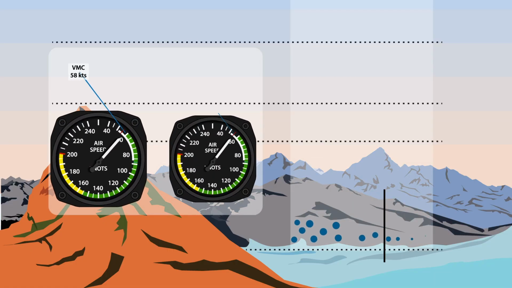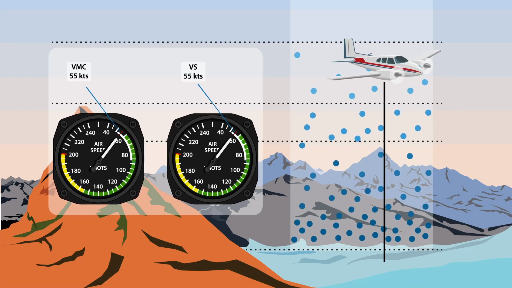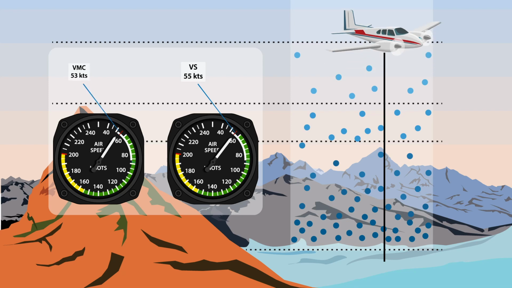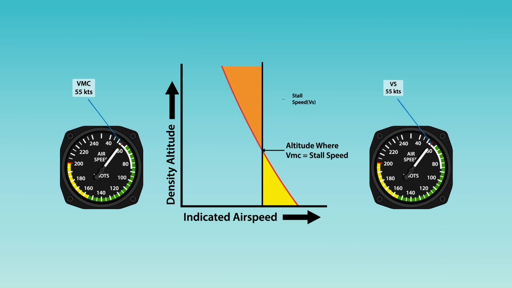At sea level, VMC is several knots higher than VS, but as the density altitude increases, there will be a point where VMC and VS are the same speed, and eventually VS will be higher than VMC. The density altitude at which VMC and VS are the same is known as the critical density altitude.